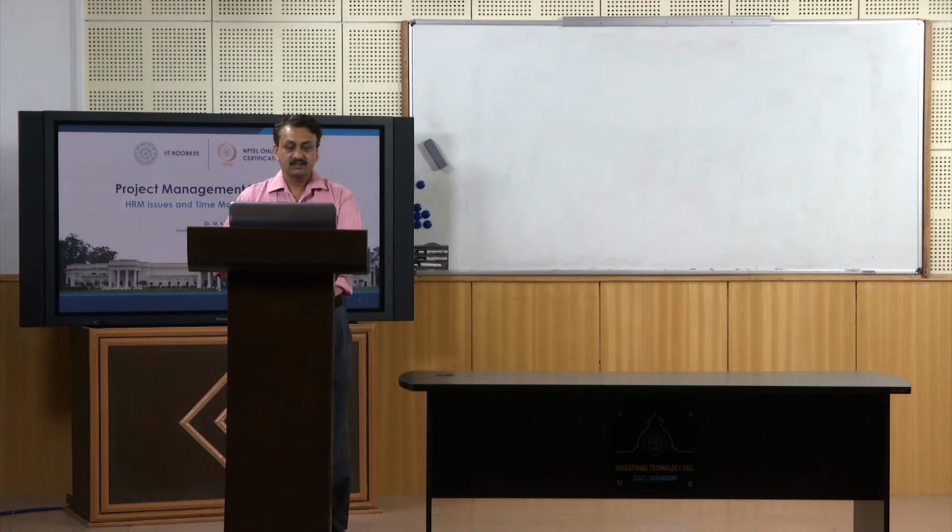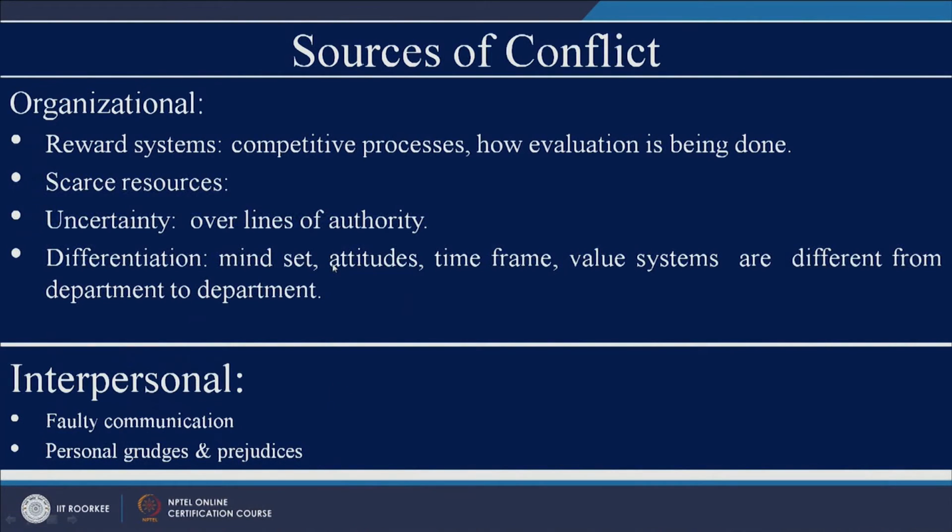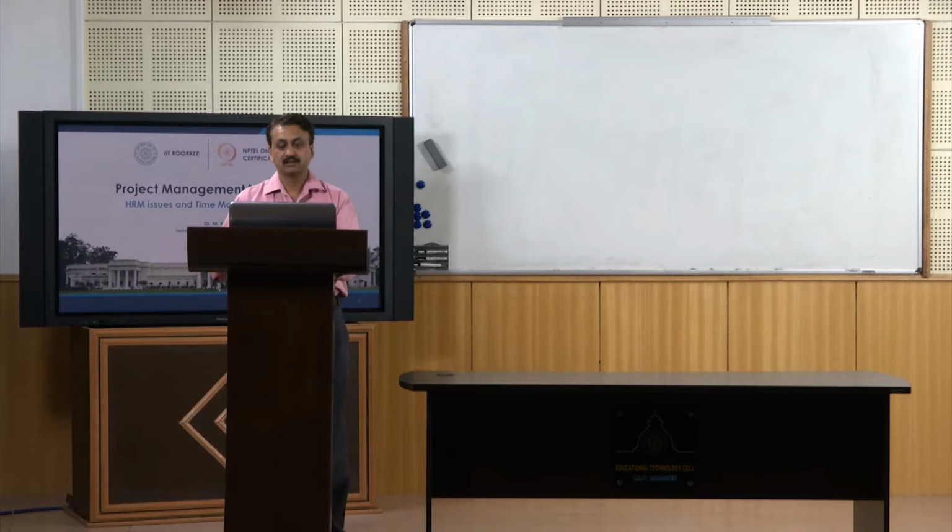Then differentiation in mindset of the project team leader, problems due to attitudes, time frame, value systems, which are different from department to department. These things we discussed when we discussed types of organization structure, right. So this could be another source of conflict. These are only a few. I am not saying that only these are the reasons for conflict. There may be other reasons for conflict, right.